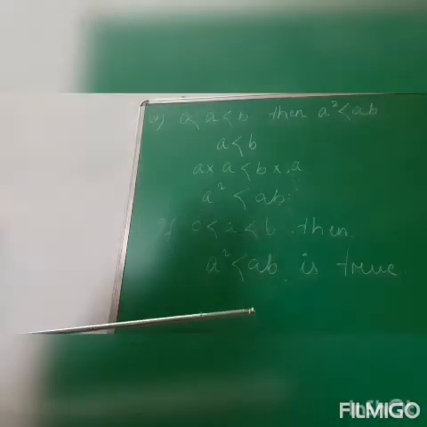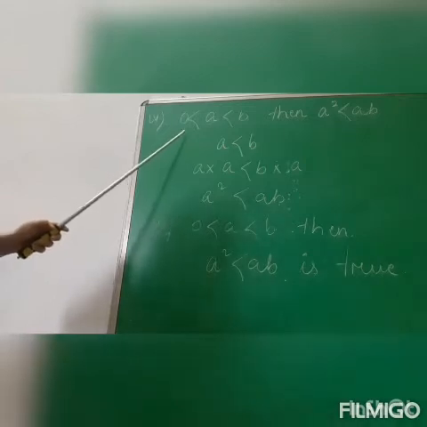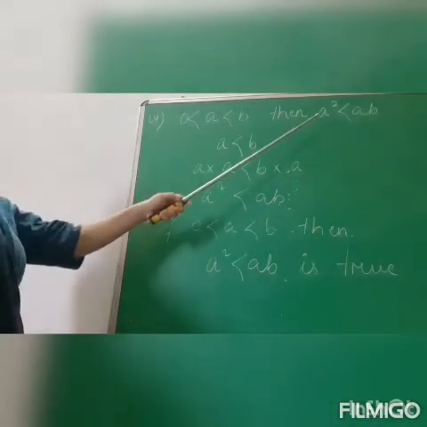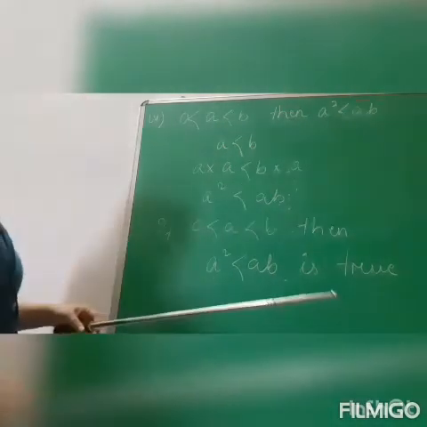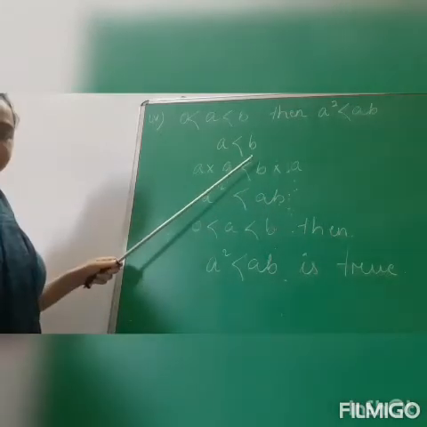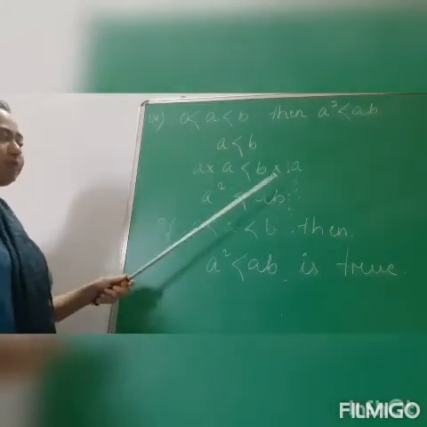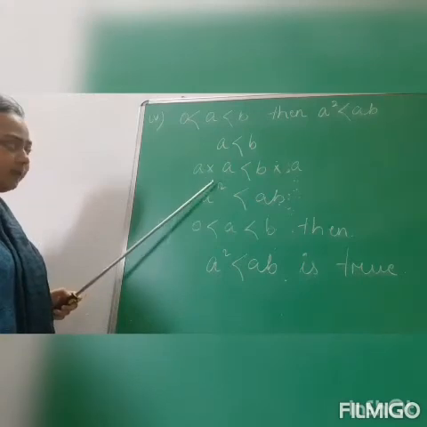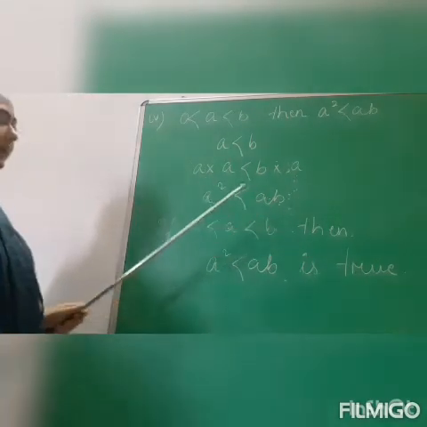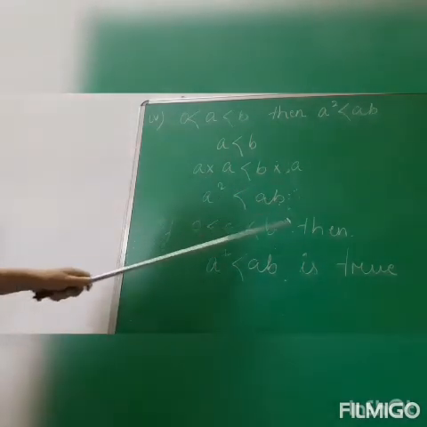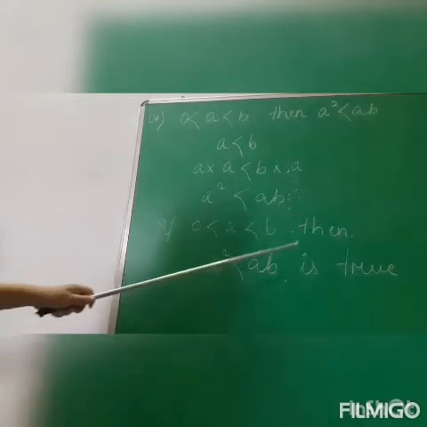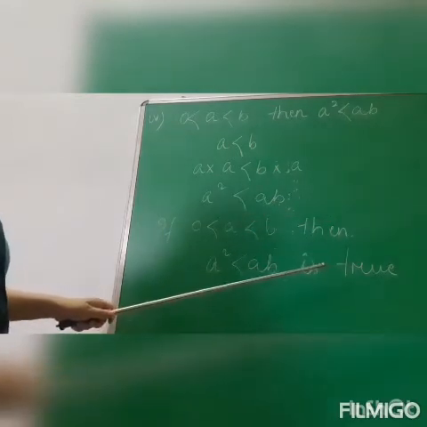Now, let us see the next sum, number 4. 0 less than a less than b, then we have to show that a² is less than ab. So, see, a is less than b. Now, I multiply a on both sides. So, I get here a² is less than ab. So, I can say that if 0 is less than a is less than b, then a² less than ab is also true. Okay.